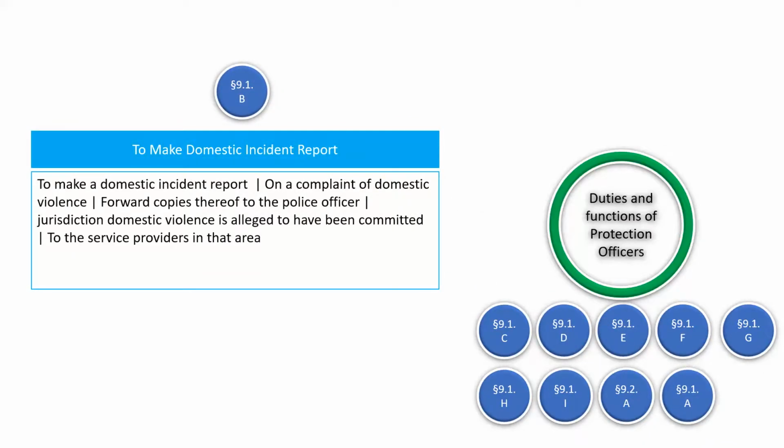To make a domestic incident report to the magistrate in prescribed form upon receipt of a complaint of domestic violence and forward copies thereof to the police officer in charge of the police station within the local limits of whose jurisdiction domestic violence is alleged to have been committed and to the service providers in that area.